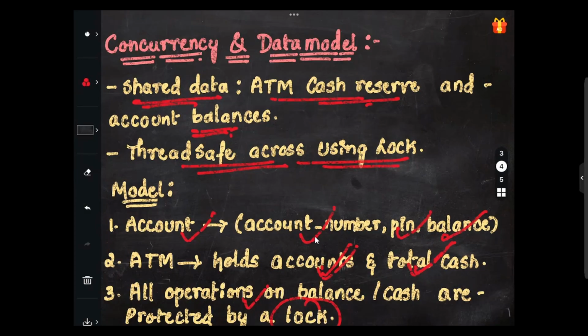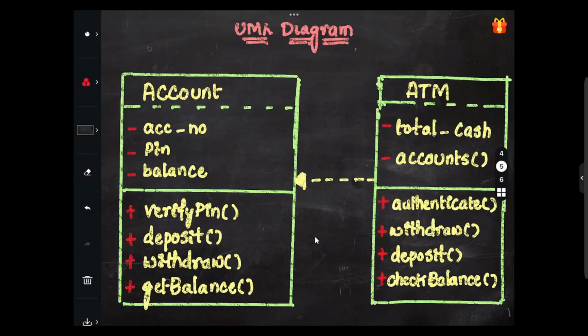We are done with the concurrency as well as the data model. Let's quickly move on with the UML diagram. First, observe this carefully and listen to whatever I say. We'll be going with two classes: one is Account and another one is ATM. These are the two classes that we'll be going with.